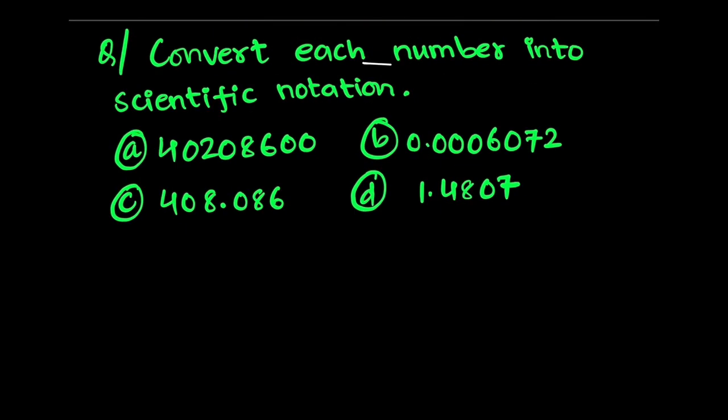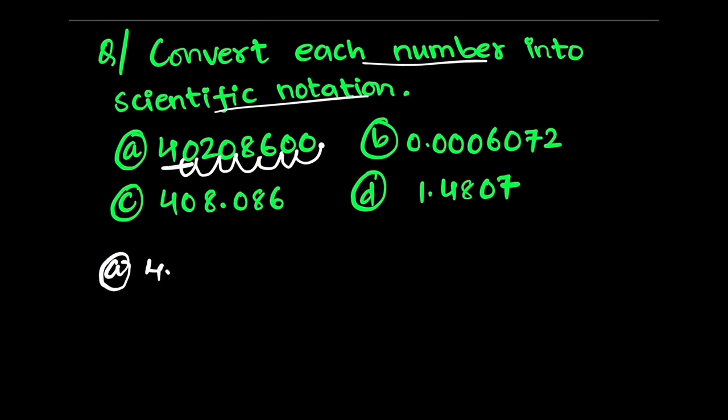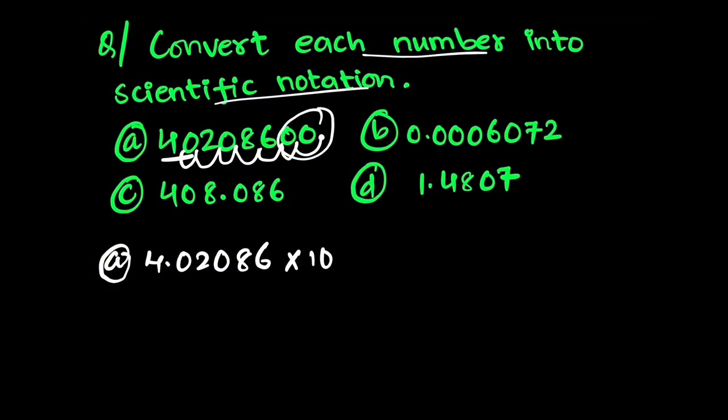Let's look at this next problem which says convert each number into scientific notation. So let's convert this one. First, spot the decimal point, which will be immediately after the ones digit in this case. Next thing is to move this decimal point between 4 and 0. 1, 2, 3, 4, 5, 6, 7. So it becomes 4.02086. Need not write these last two zeros because there is no digit after these zeros. Times 10 raised to 7.